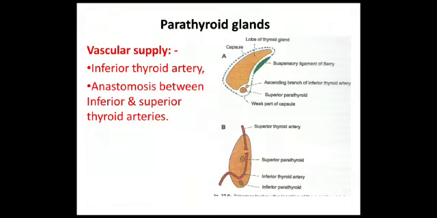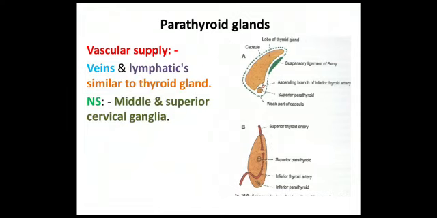So, vascular supply. It is supplied by the inferior thyroid artery and also the anastomosis between the inferior and superior thyroid arteries. Veins and lymphatics are similar to the thyroid gland. Nerve supply is by the middle and superior cervical ganglia.